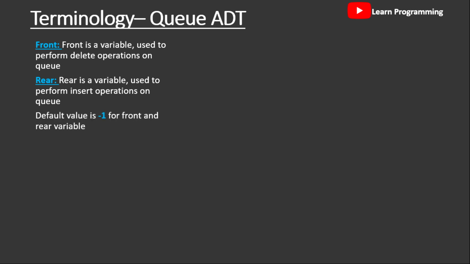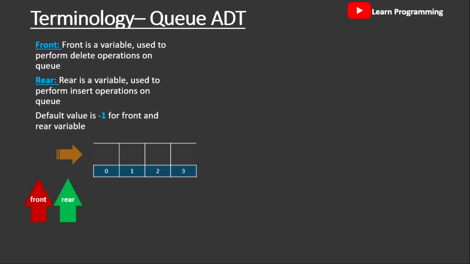The default values for front and rear will be -1, just similar to stack, because in an array the index numbering starts from 0. What I mean by that is, you can see that I have taken an empty queue where there are no values, and using front and rear I'll be able to insert values into the queue. Here I would like to insert a value 10. I use the rear variable to make the insertion operation. First I increment the rear position from -1 to 0, and then I'll be able to insert value 10 into our queue.